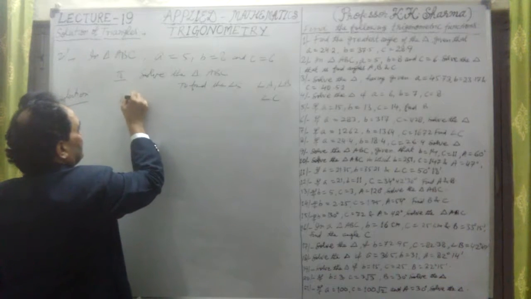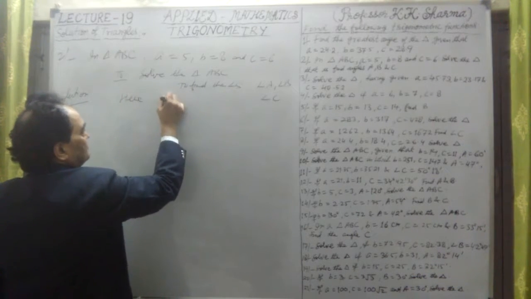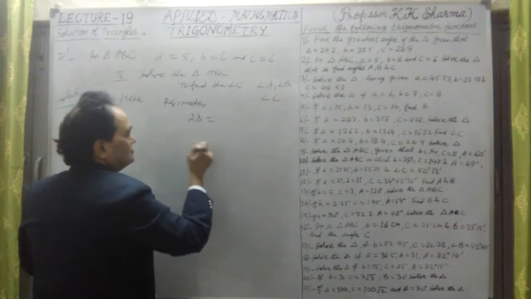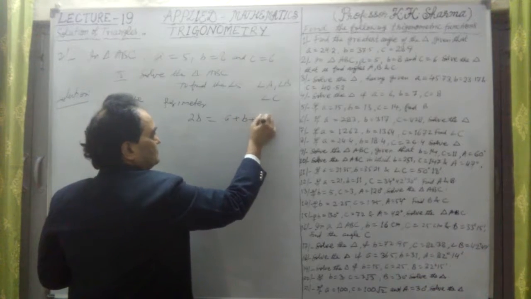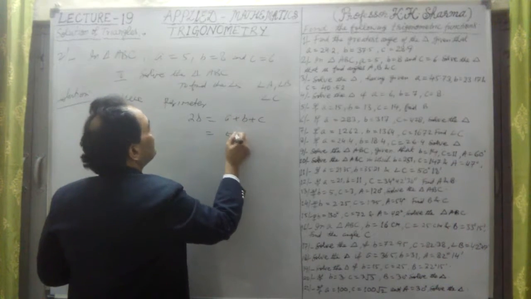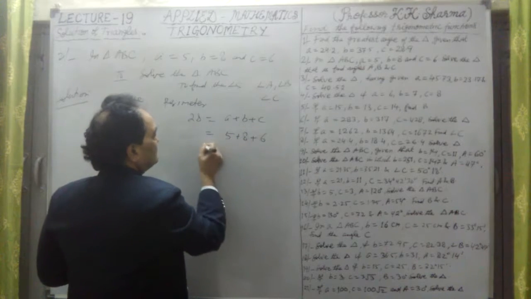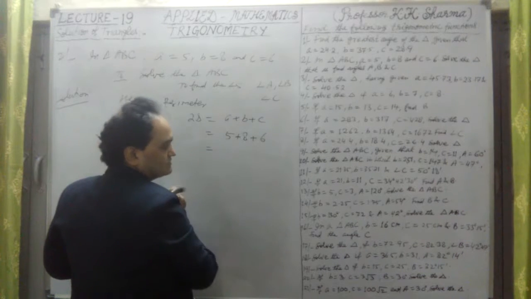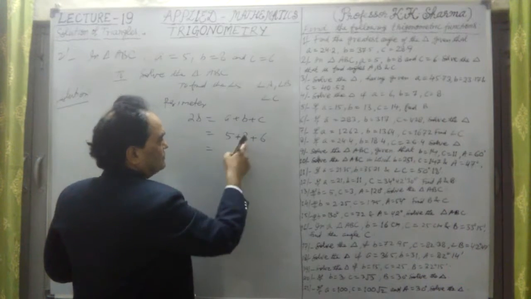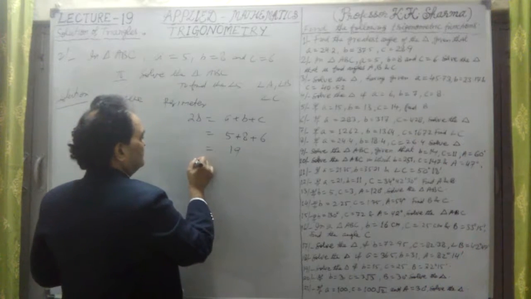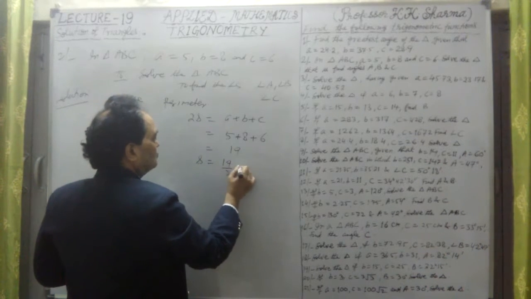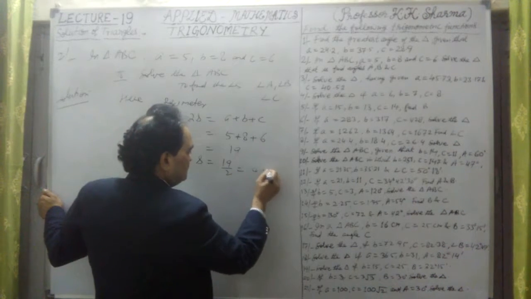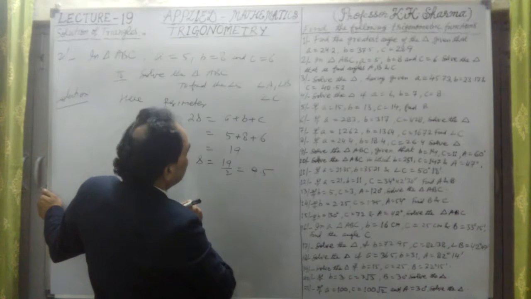Here the perimeter, twice S is equal to a plus b plus c, that is 5 plus 8 plus 6. That means 5 plus 8 is 13, 13 plus 6 is 19. This is 19 here. Therefore, S equal to 19 upon 2. That means 2 9s are 18, so 9.5. The value of S is 9.5.